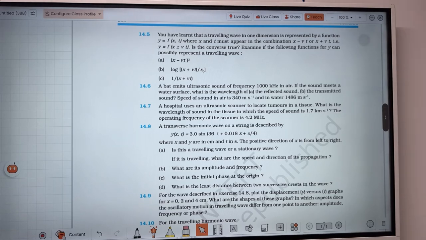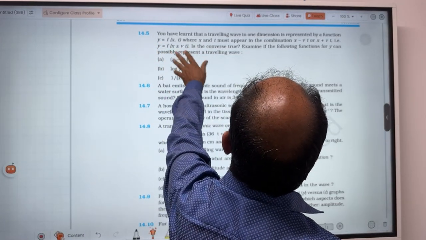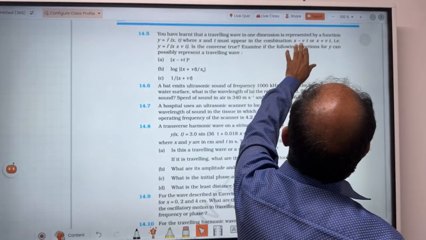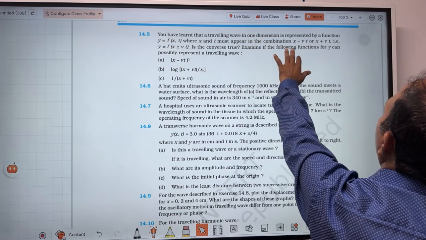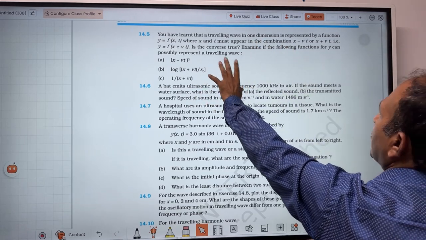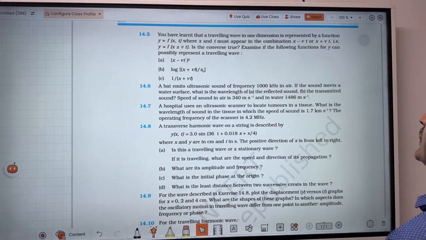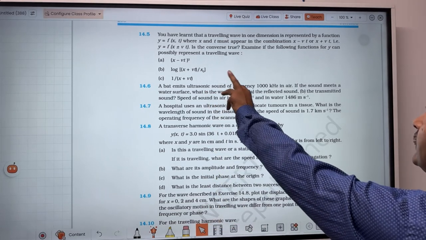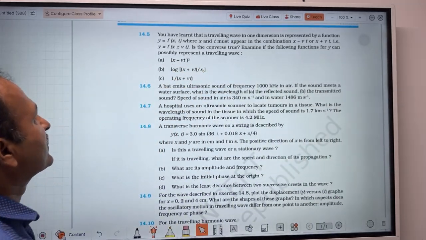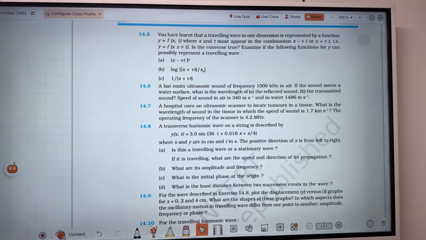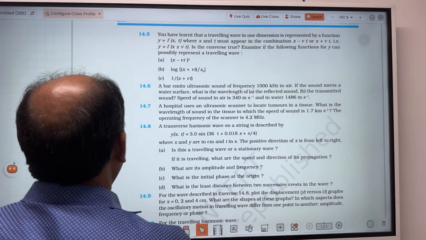Now let's see the next point. Here there are certain equations. The condition is that to represent a traveling wave, it should be either in the form of x minus vt or x plus vt or their combinations. Out of these choices, we have to find out which one will possibly represent a traveling wave. So in the first case it's not possible, in the second case also it is not possible, in the third case there is a possibility.